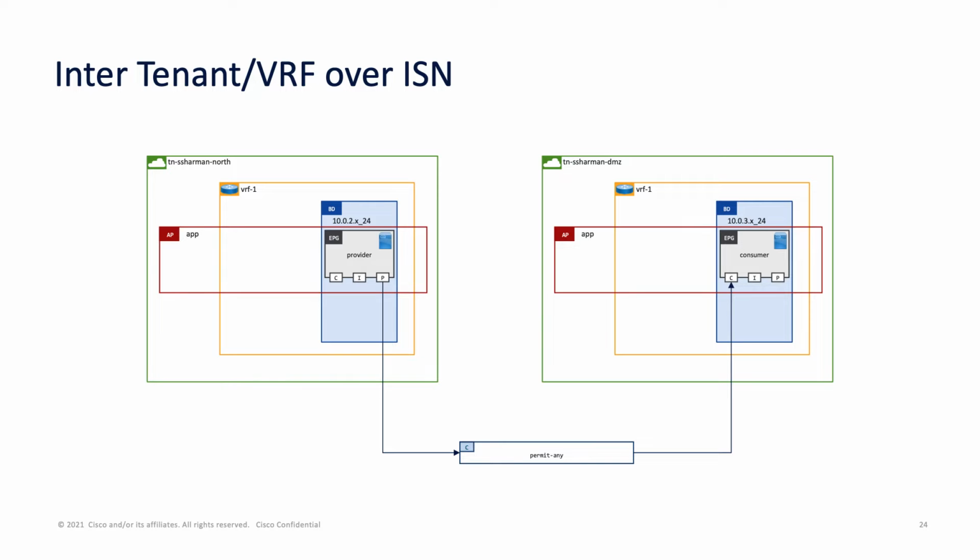So in this very quick demo, we're going to have a look at how we do inter-tenant, inter-VRF communication over the ISN. In this setup, I've got my tenant called Sharma North, and another tenant called Sharma DMZ. Both have got a VRF. Both have got a single app profile with a single EPG that's mapped to the 10.2 subnet on the north side and the 10.3 subnet on the DMZ side. The EPG on the 10.2 is the provider, and it's being consumed over on the 10.3 side. So, very simple setup.